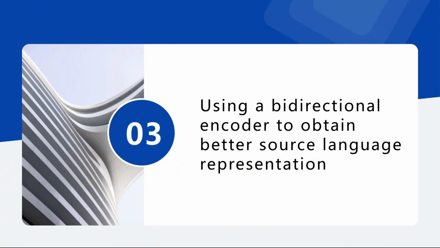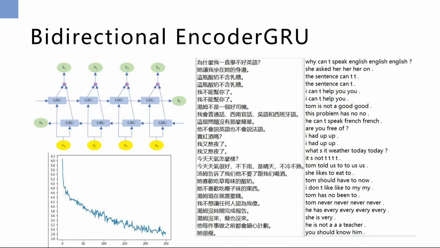To further enhance performance, I used a bidirectional encoder to obtain a better representation of the source language. First, let's look at the results with the bidirectional GRU. From the loss graph, the loss decreased significantly more than with the unidirectional GRU, reaching a minimum of 2.8. Additionally, the translation quality was notably better than that of the unidirectional GRU. For example, the sentence "I can't help you anymore" was translated as "I can't help you" with the bidirectional GRU, whereas the unidirectional GRU translated it as "I can't you." This shows a clear improvement.